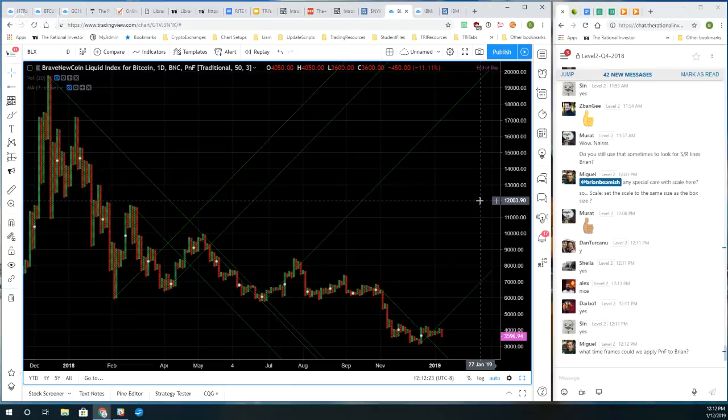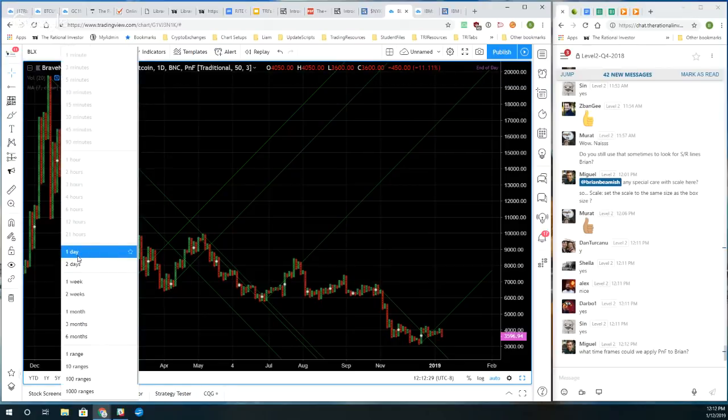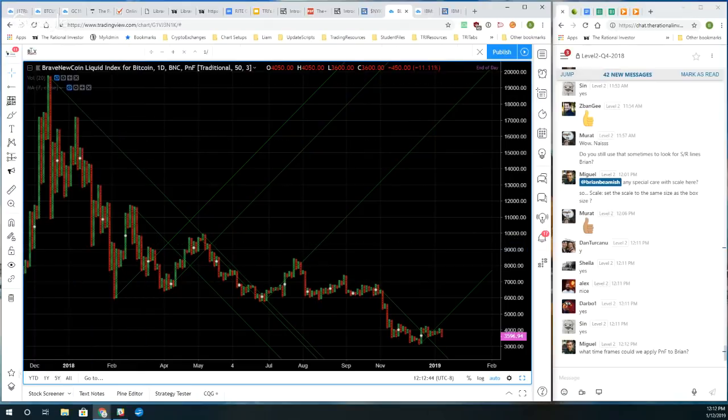You can apply it to any time frame, Miguel. Any time frame. All right? We could technically, oh, actually, well, not on TradingView. So, yeah, you could go down to an hourly chart, but as you can see, TradingView looks like they default down to a daily, but that might be a function of this BLX.